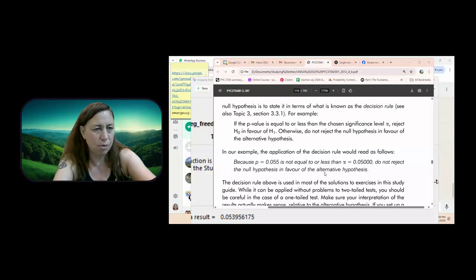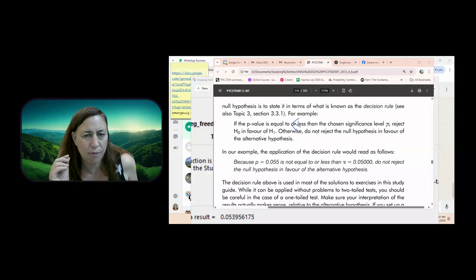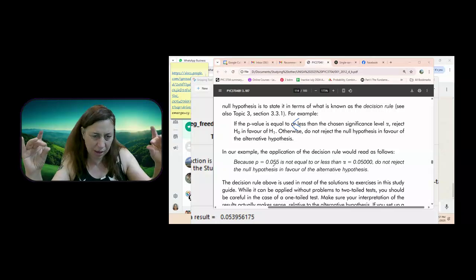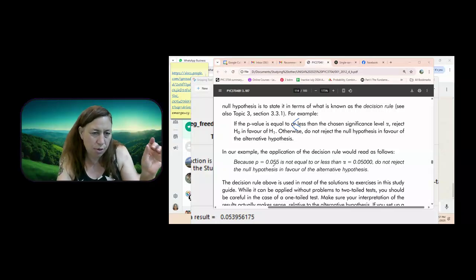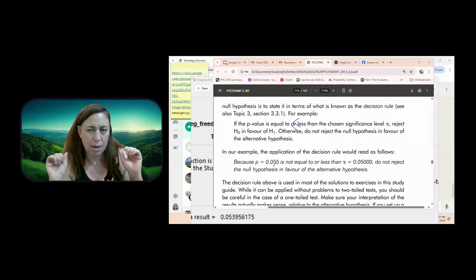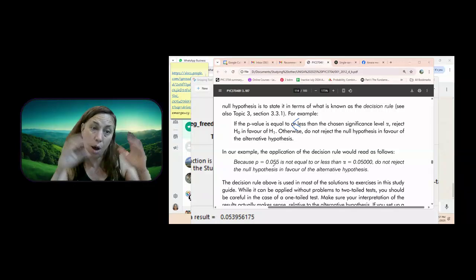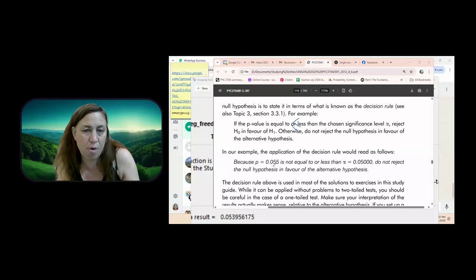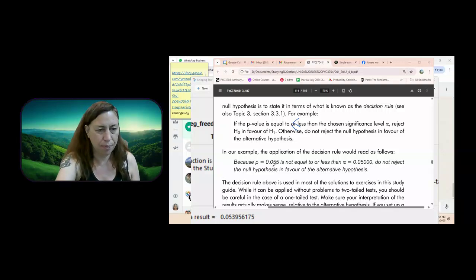If the p-value is equal to or less than the chosen significance level alpha, reject the null hypothesis in favor of H1. In other words, our little threshold on that bell curve is the tiny little bits on the edge of the tail, and those are smaller than 5%, okay? Then we can reject our null hypothesis and go, wow, our research is a success. Yay, we're proving our hypothesis is probably true. We've got supporting evidence for our hypothesis, okay?